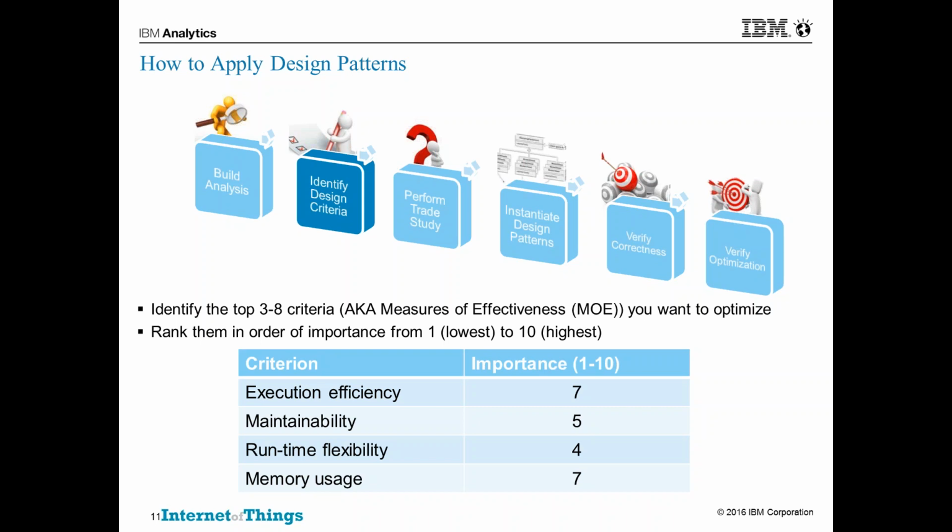Some people normalize the ranking such that the sum is equal to 10. I don't use that approach myself, but if you want to use that approach, that can be done too. And so here are the criteria. We've arranged our execution efficiency. We said that's pretty important. That's a 7. Maintainability is a 5. Runtime flexibility is a 4. Memory usage is a 7. So those are our criteria in the case that we're talking about.